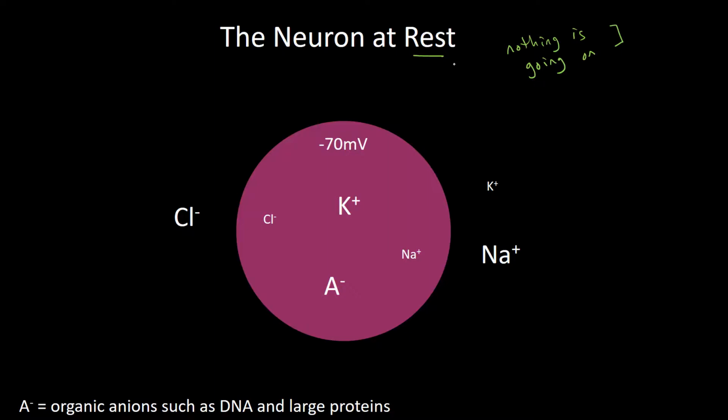All right, that being said, we're going to start here. We've got salt water, sodium chloride outside. We've got potassium inside. We have these big organic anions inside. So when we look at all of these things, there's going to be a slight excess of negative charges on the inside. Not a lot, but a slight negative net charge on the inside. Minus 70 millivolts.